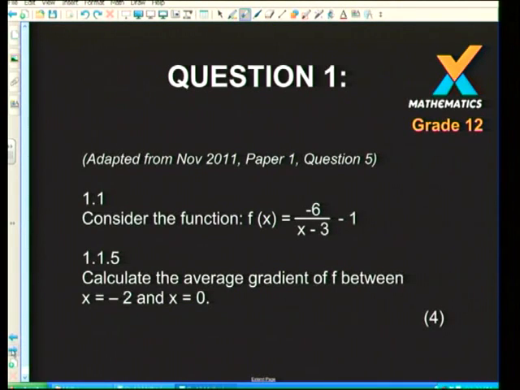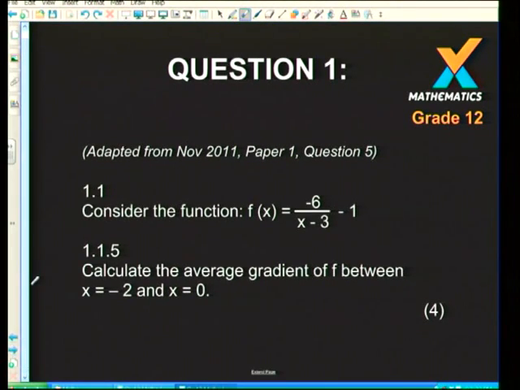Right, now let's see what the next question asks. The next question says, consider the function, calculate the average gradient of f between minus 2 and 0.